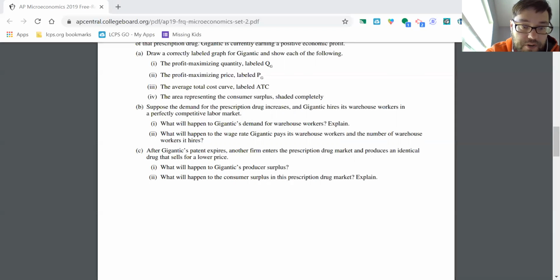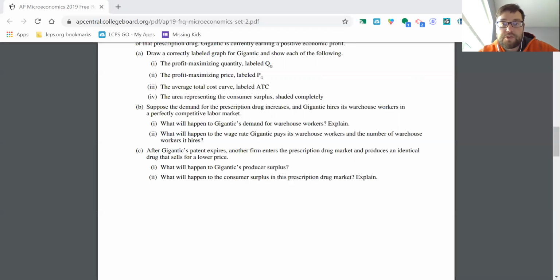So the price was here, P sub G. So you're going to take all these people on this demand curve to that point, come across, and it's the area of that triangle, right? So you want to shade that completely. And that would be our consumer surplus. Okay, so you don't need to calculate or anything. You just need to shade it completely there. All right, let's move on to part B.